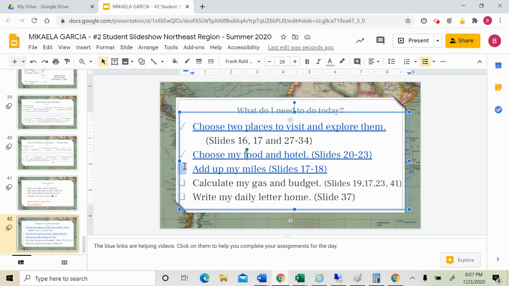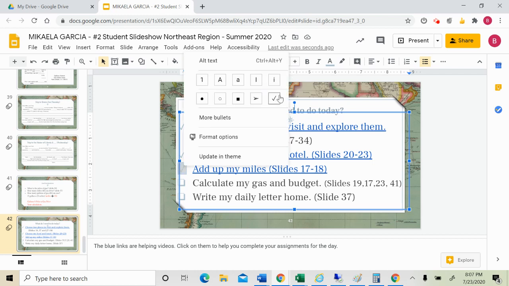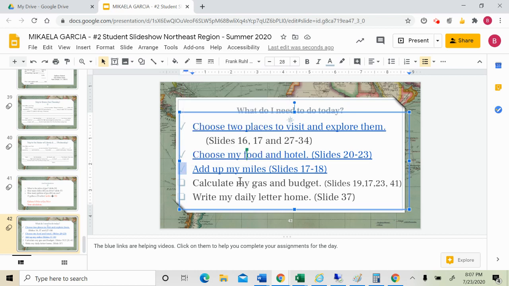Just remember, click on the little check box, right-click it, and then replace the box with a check mark to show that you've completed it.